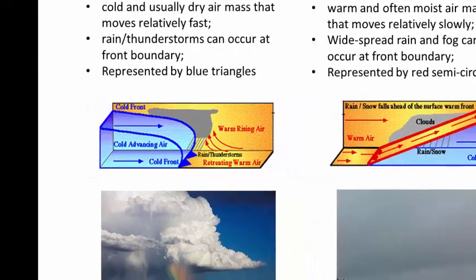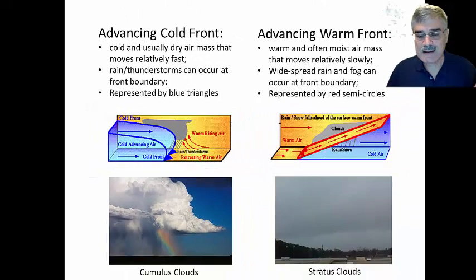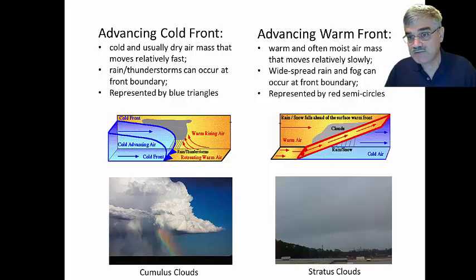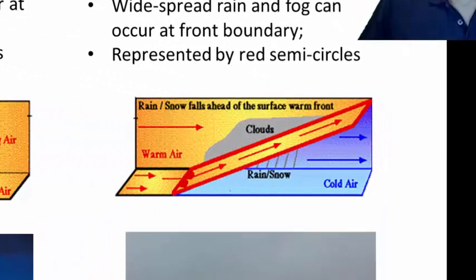Now, because cold fronts advance more rapidly, the clouds and the storms, the rainstorms, the thunderstorms associated with an advancing cold front usually are in a more narrow pattern. A line of thunderstorms is what you've probably heard, usually resulting in cumulus clouds as shown in the picture to the left.